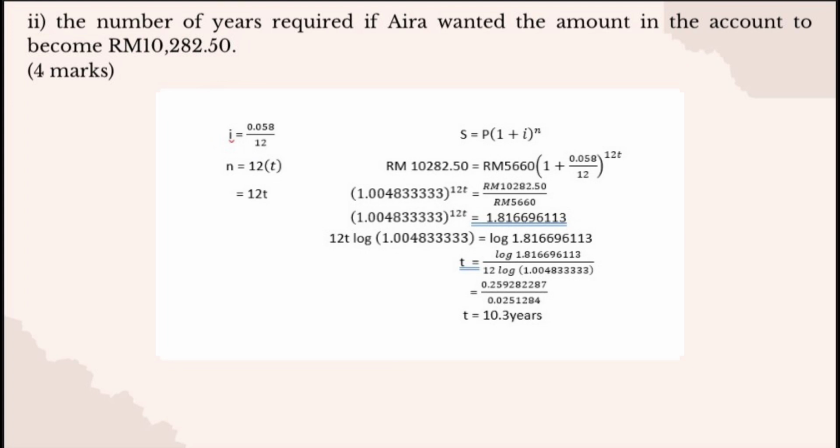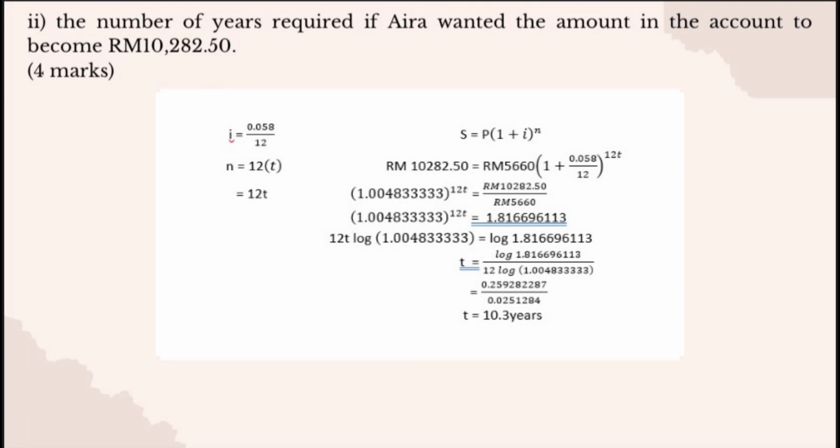Alright, for the last question, the number of years required if Ira wanted the amount in the account to become RM10,282.50. I is 0.058 per 12. 12 is because compounded monthly and N is 12 times T becomes 12T. Using the formula given, S is 10,282.50 equals to P is 5,660, I is 0.058 per 12 and N is 12T.